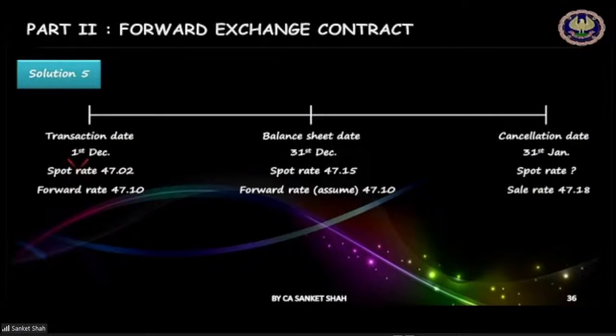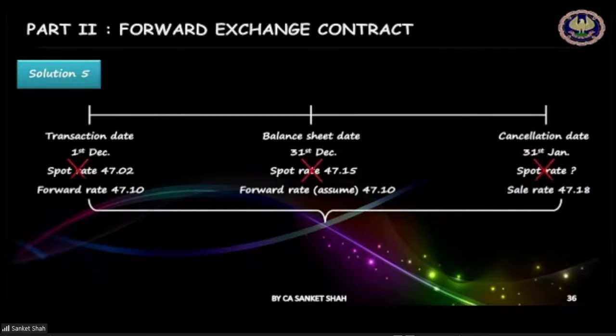Many students are not aware of this concept. So that's why I have marked it as spot rate and forward rate. Any spot rate is of no use. Now you will consider the difference directly, because assuming on 31st of December, we have to mark it to market. But we will assume the forward rate is not given in the question, so it will be the same rate, that is 47.10. So the first entry on the balance sheet date is 0.